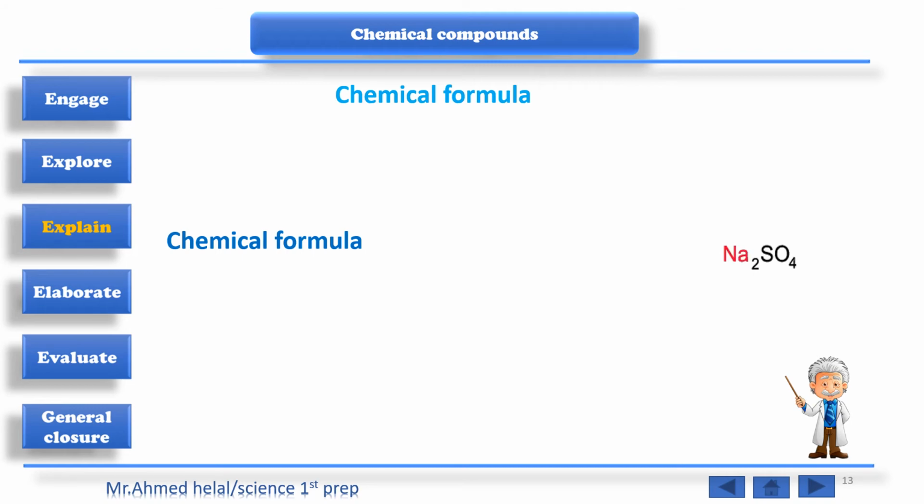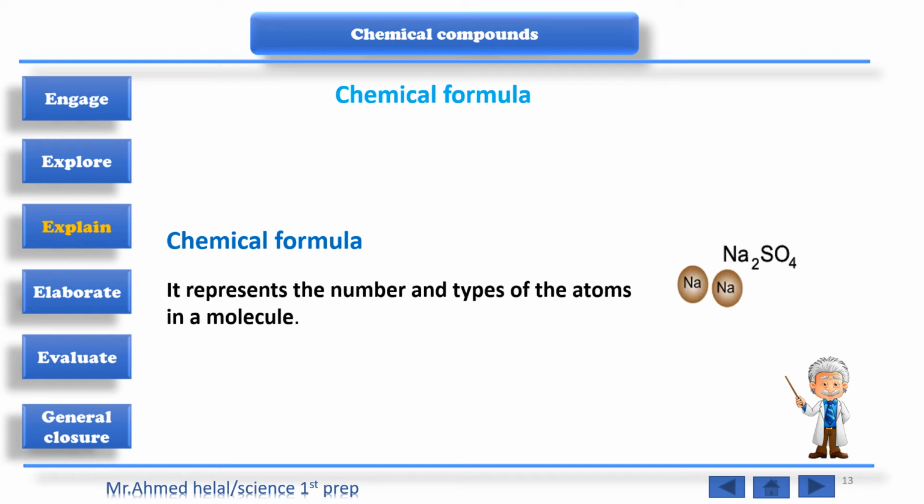The chemical formula. How can we write a chemical formula? The chemical formula represents the number and type of the atoms in the molecule. So here if we have Na2SO4, we have two sodium atoms, one sulfur atom, and four oxygen atoms. So it represents the numbers 2, 1, 4, and the type of atoms: sodium, sulfur, oxygen. This is called the chemical formula.